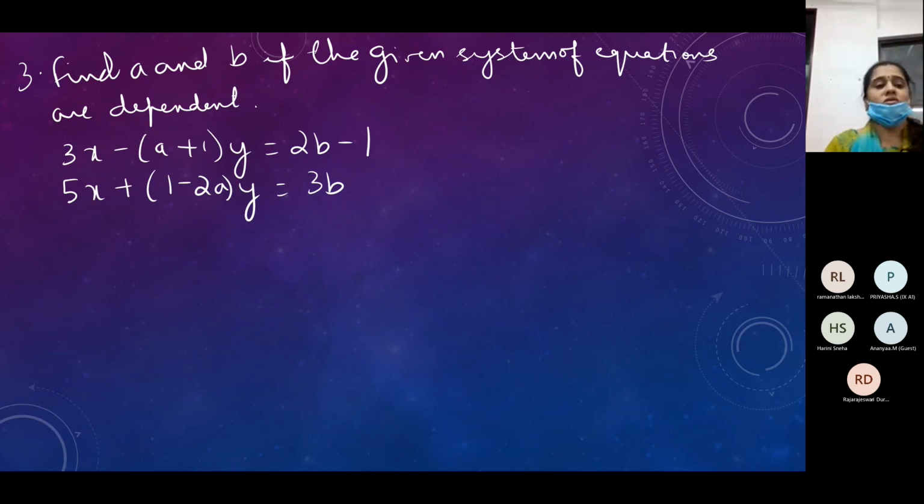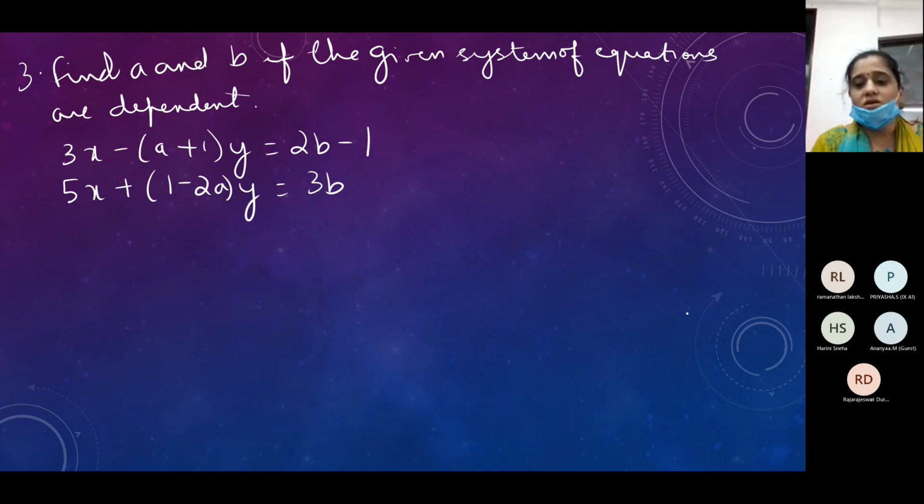So here you're not solving for x and y. We have to find the values of a and b if the given system of equations is dependent. It's not solving by elimination method or substitution or cross multiplication method. You're not solving for x and y. What is the condition for dependent equations?